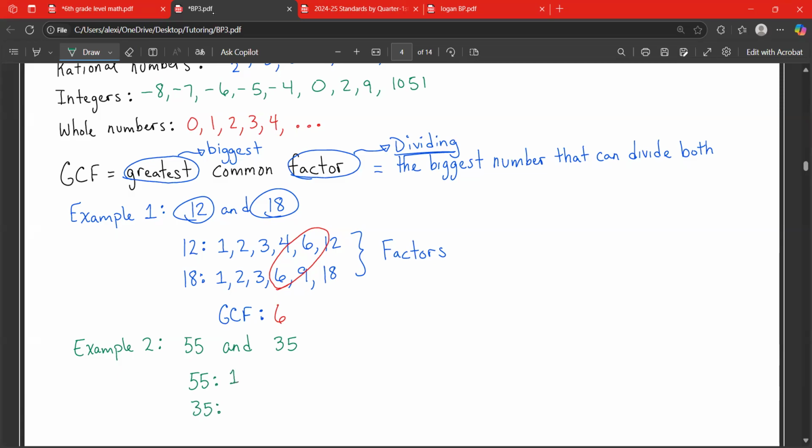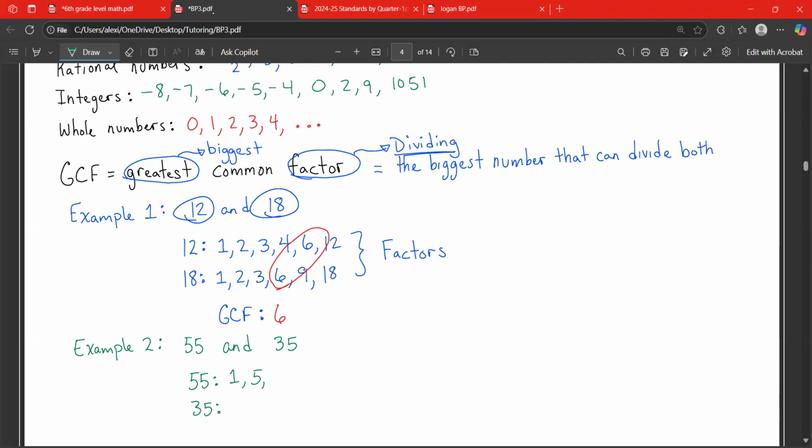Now, 1 will always be a factor of every number. So I'll start with 1. Can I divide 55 by 2? No, because 55 is odd. You can only divide even numbers by 2, so that's out. What about 3? No. What about 4? What about 5? I can do 5.